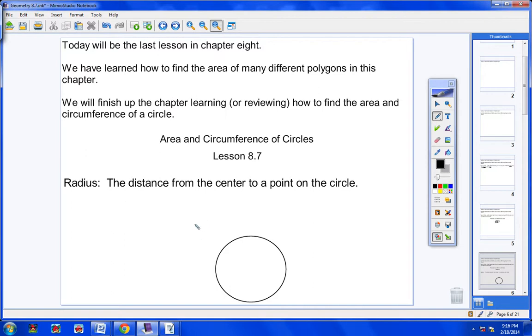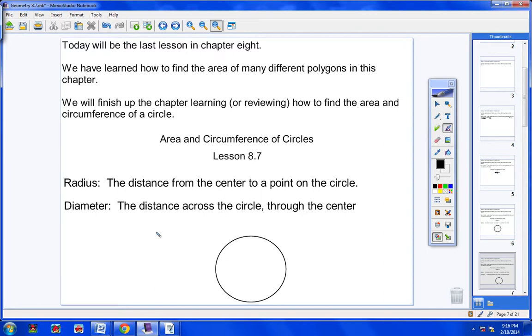Radius. What is radius? You need to know what radius is. This is not going to be on your test, so you do not need to memorize this. So if you know this already, then don't worry about writing it down. I'll leave that up to you. But radius is a segment that starts here in the middle of the circle. It has to start at the center, and it goes until it touches the edge of the circle. That segment right there is called the radius of a circle. You need to know that, all right?